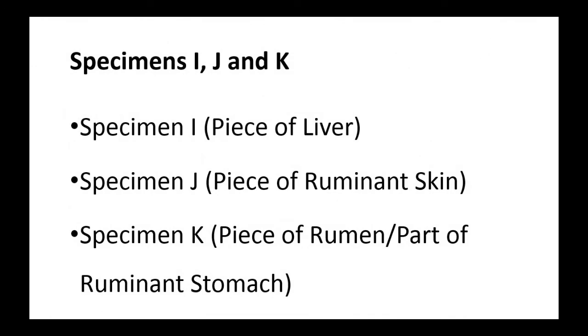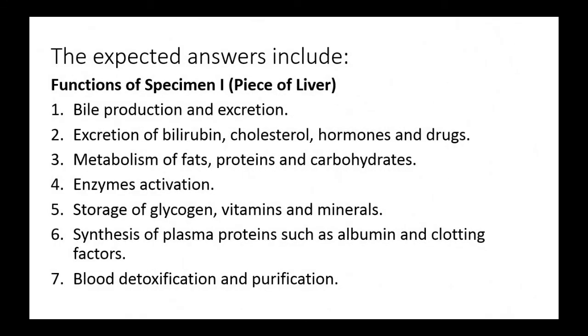Specimen I is a piece of liver. Specimen J is a piece of ruminant skin. Specimen K, piece of rumen or part of a ruminant stomach. Functions of specimen I, that's a piece of liver. It helps in biotransformation and excretion of bilirubin, cholesterol, hormones and drugs, metabolism of fat, proteins and carbohydrates, enzyme activation, storage of glycogen, vitamins and minerals, synthesis of plasma proteins such as albumin and clotting factors, blood detoxification and purification.